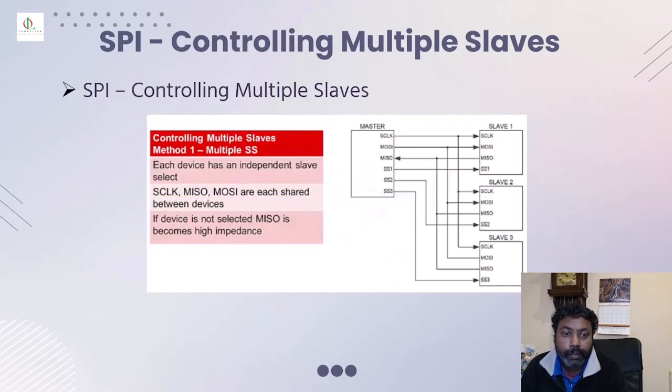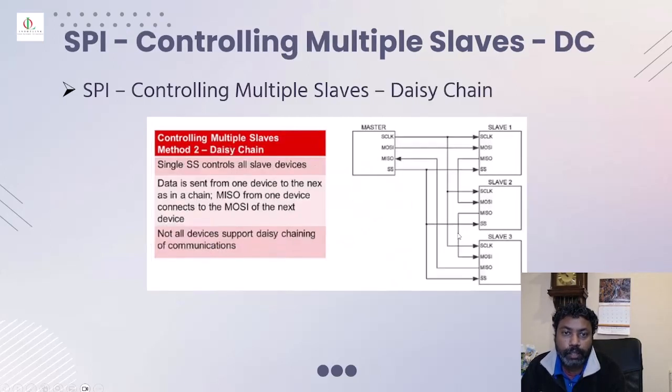And controlling multiple slaves: each device has an independent slave select and connects through its own chip select. SCLK, MISO and MOSI are shared between the devices, but the chip select has its own independent slave select. If a device is not selected, MISO goes into high impedance mode, so it has to be in one of the select modes. And the controlling can also be done in another method called daisy chain.